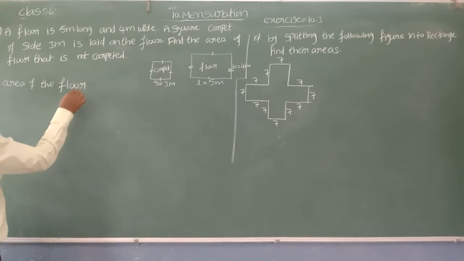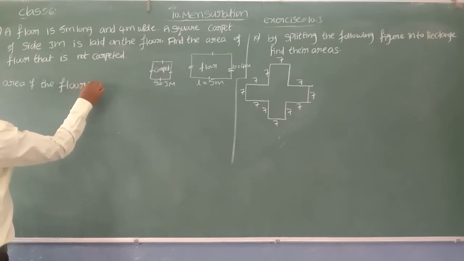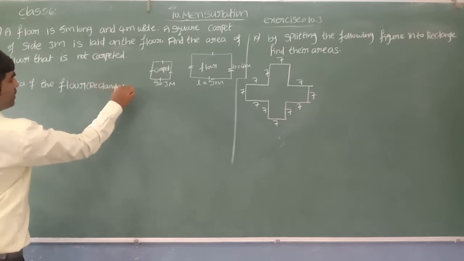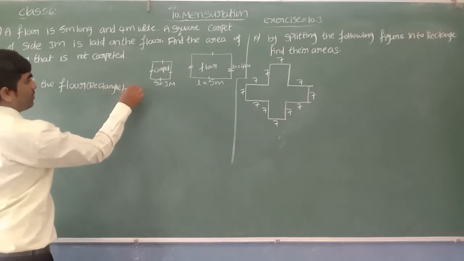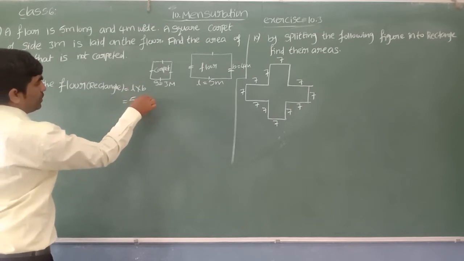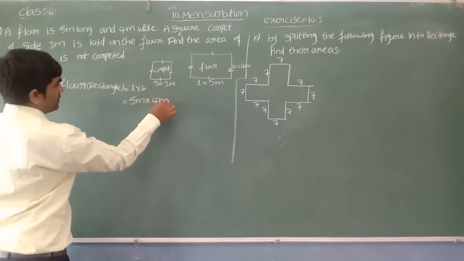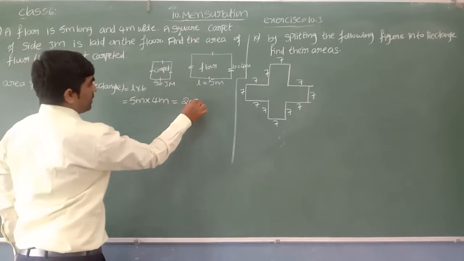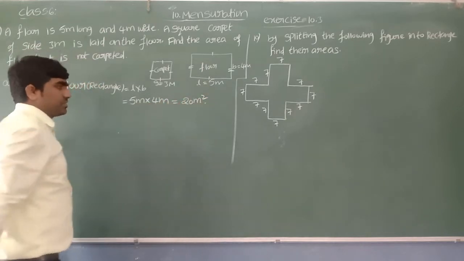Area of the floor, which is in rectangle shape. Yes, they say length and breadth are both different for a rectangle. So what is the formula? Length into breadth, where the length is 5 meters into breadth is 4 meters, equal to 5 fours are 20 square meters.